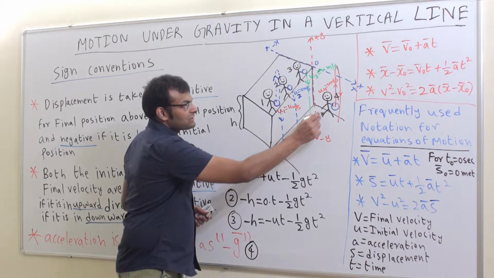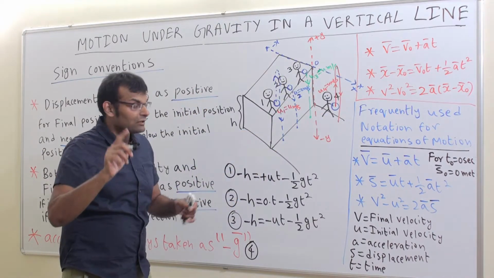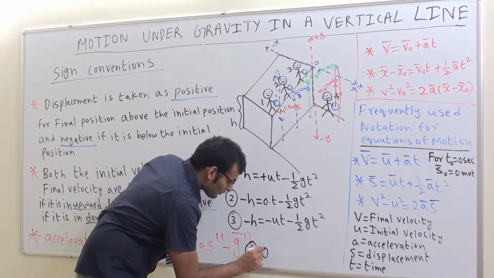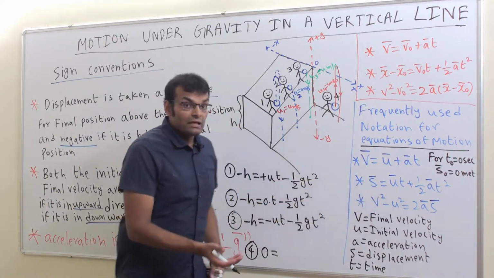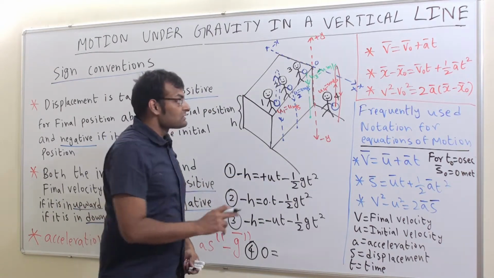That is, in the fourth case, the displacement is, it is going upwards and coming back downwards to the same position from where the person has thrown the ball upwards. So it is 0 is equal to, what is u in this case? He is throwing the ball in the upward direction, so here the u is positive.